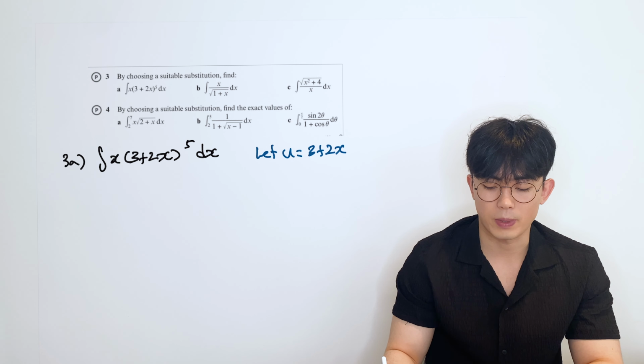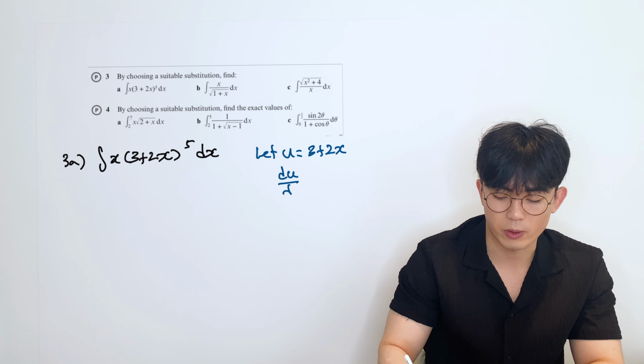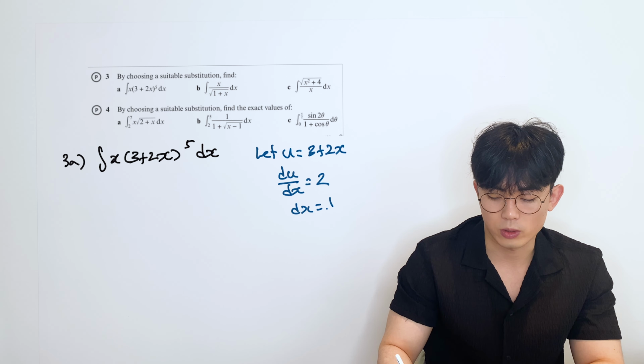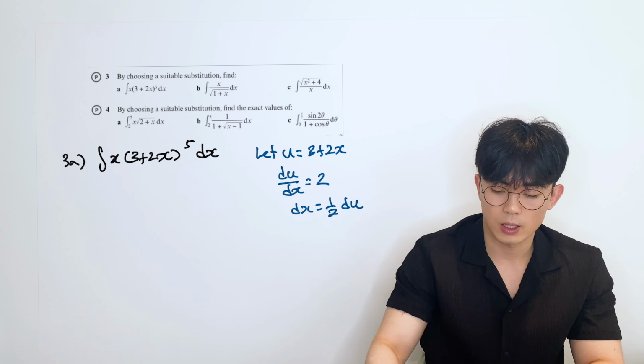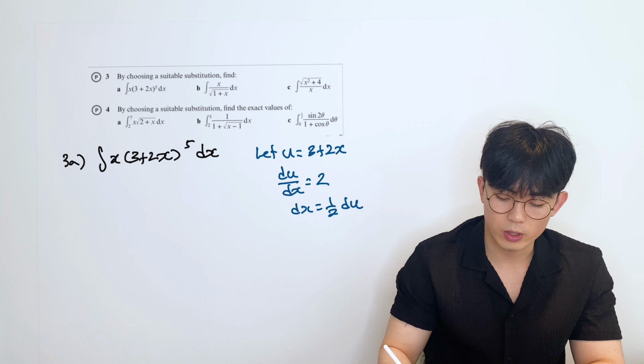Now it's just a matter of replacing it. So differentiate it first, because I'm going to replace the dx first. We'll get 2, so dx is equal to half du. Okay, and now I'm just going to replace it all.